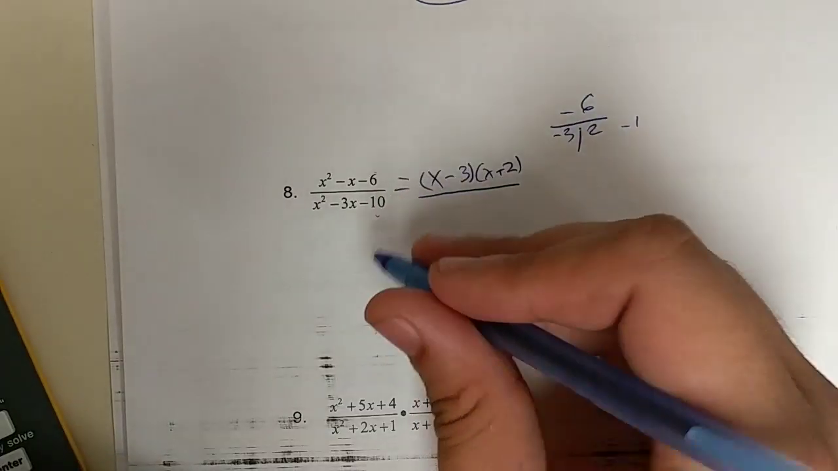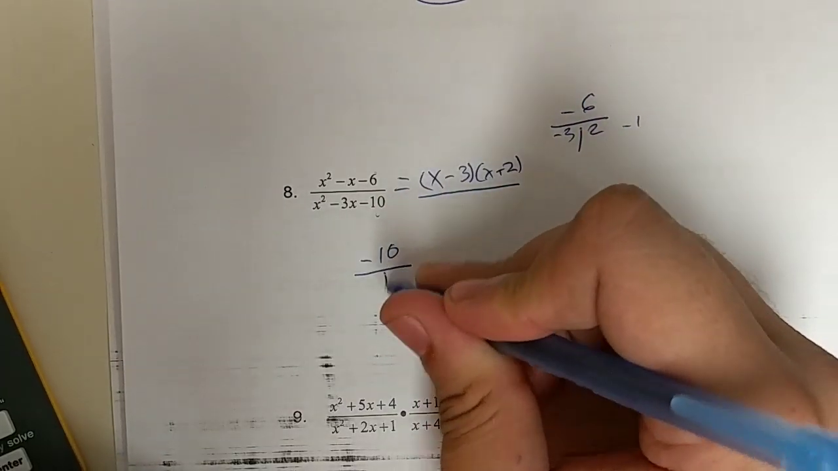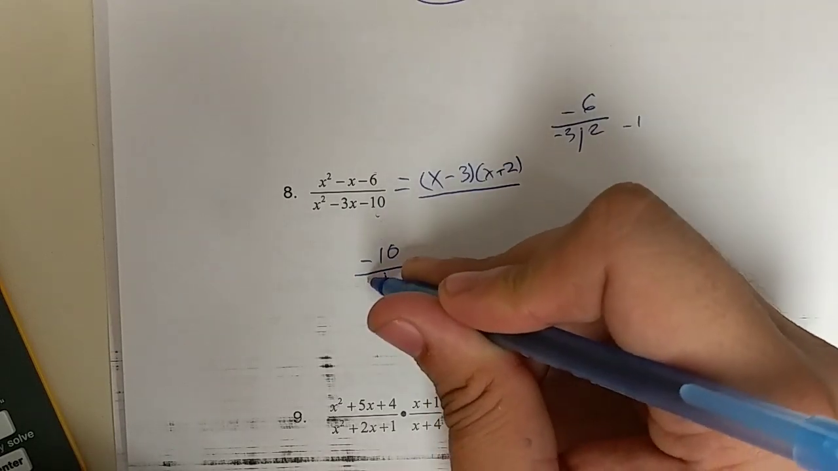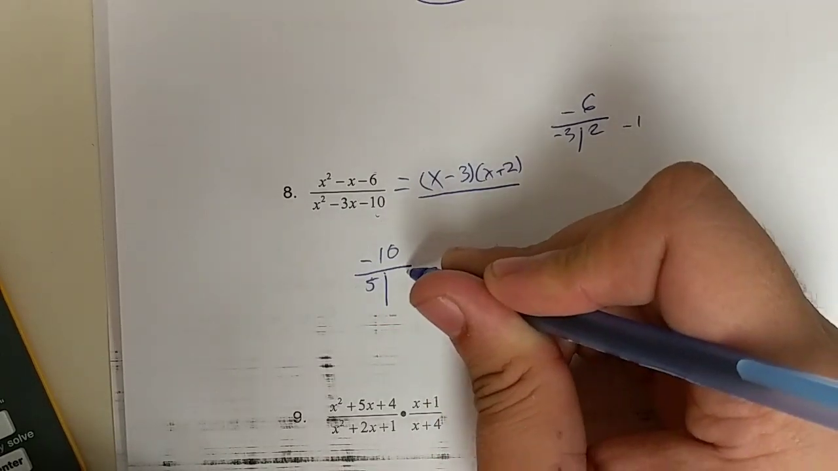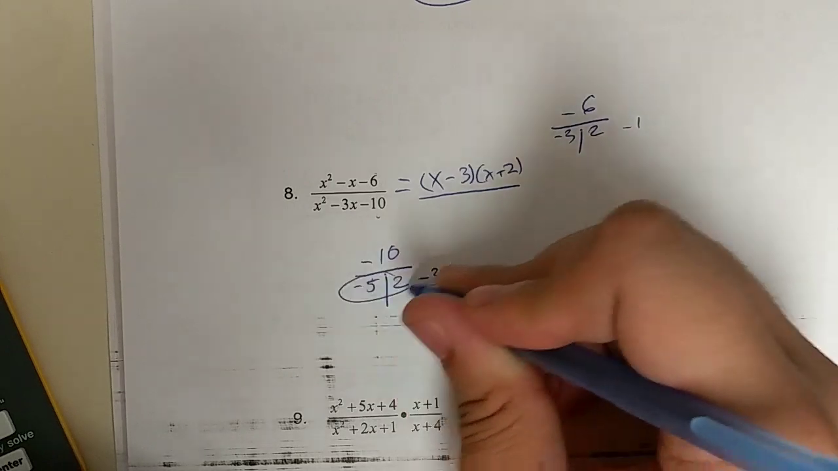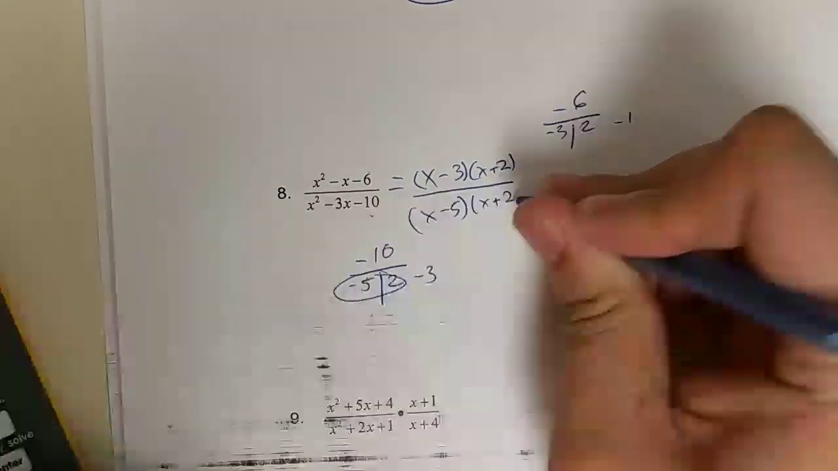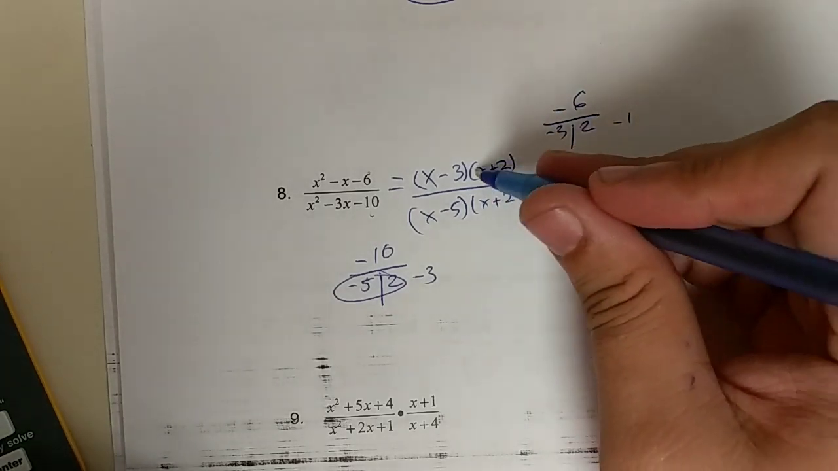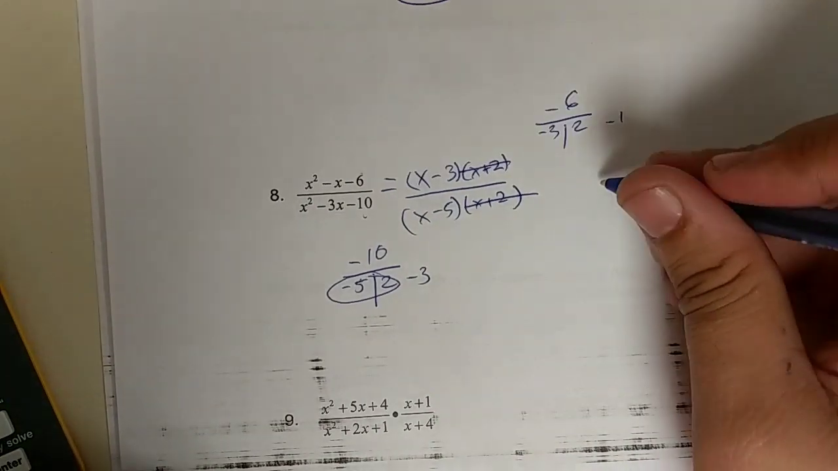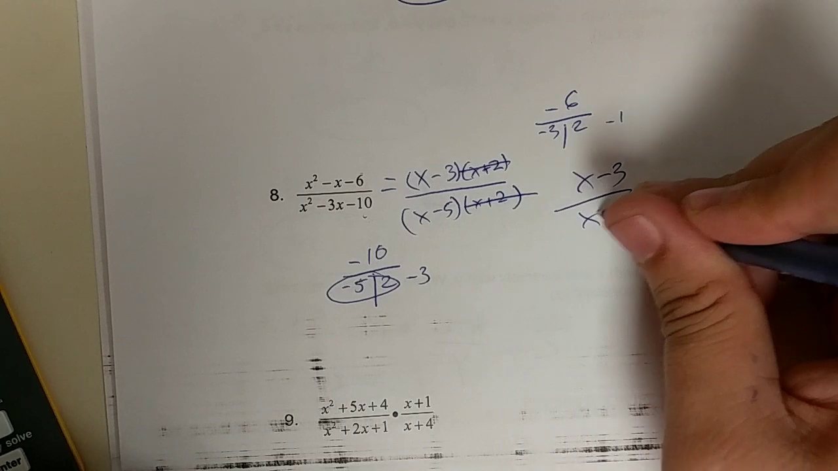So negative 10, that adds up to negative 3. So that is negative 5 and positive 2. So x minus 5, x plus 2. Does anything look exactly the same? The x plus 2's do. So it's x minus 3 over x minus 5.